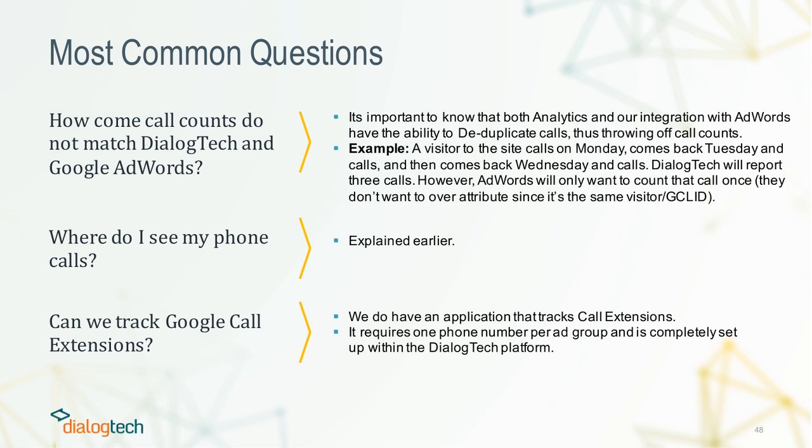The second most common question we get is, where do I see my phone calls? And as Kelly had explained earlier, it's all right there, and you'll be able to go back and look at those slides. And lastly, a most common question is, can we track Google call extensions? And the answer is yes. We do have an application that tracks Google call extensions. Everything's taken care of in the DialogTech account. You don't have to go back and forth between each platform. And lastly, it requires one phone number per ad group, and it's a very, very easy thing to set up.